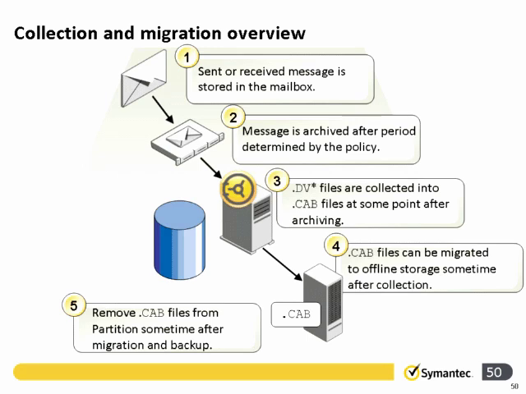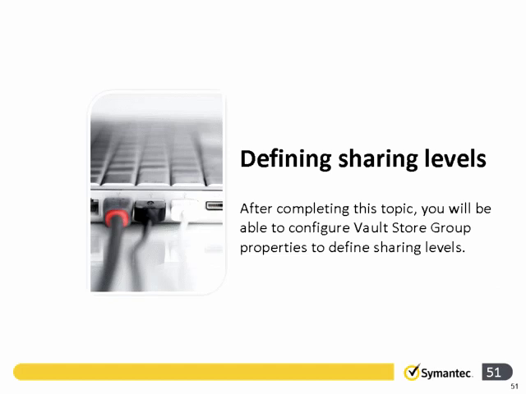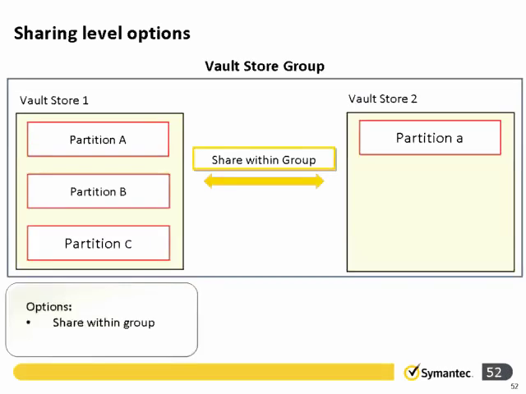So moving on, we said that the Vault Store group was going to be our single instance storage boundary. So let's go through and talk about how to set up sharing levels, which define how much sharing you're going to do for this deduplication and single instance storage. So our first example here is setting up the different sharing levels.